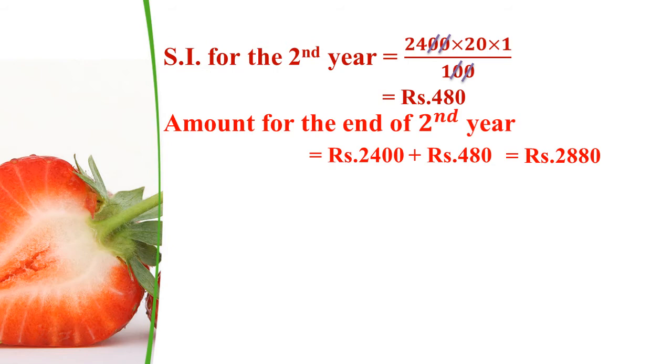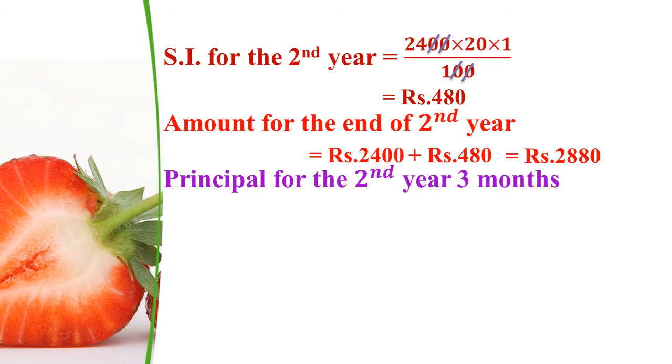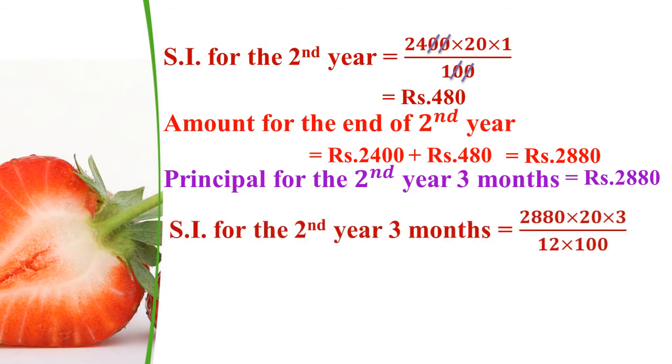2880. In the case of compound interest, the amount at the end of second year becomes the principal for the third year. But here given 2 years 3 months. So, principal for 2 years 3 months equals rupees 2880. Let's find simple interest for the remaining period. Here principal is 2880, rate of interest is 20, time period is 3 months.